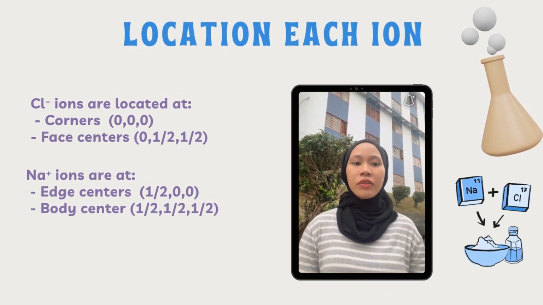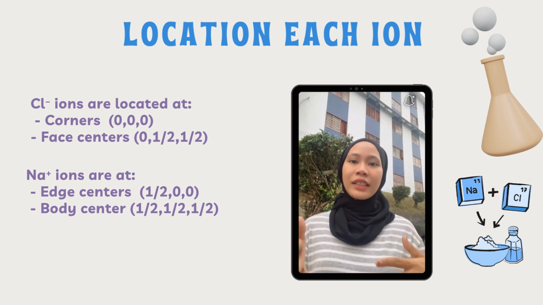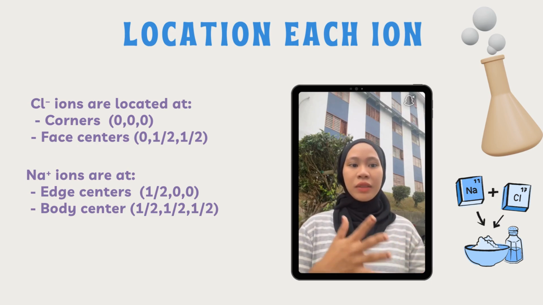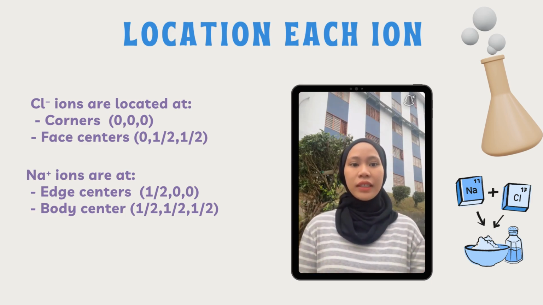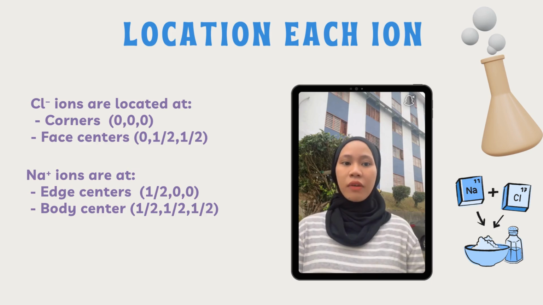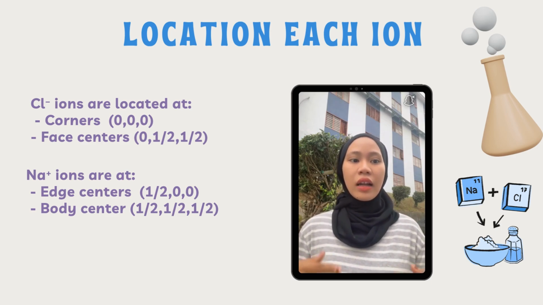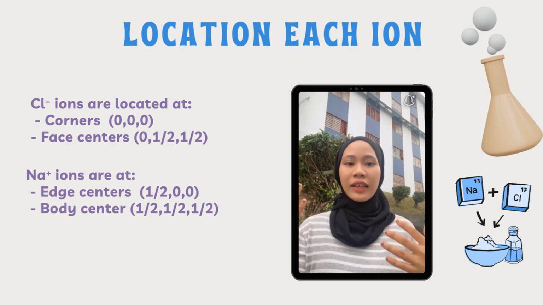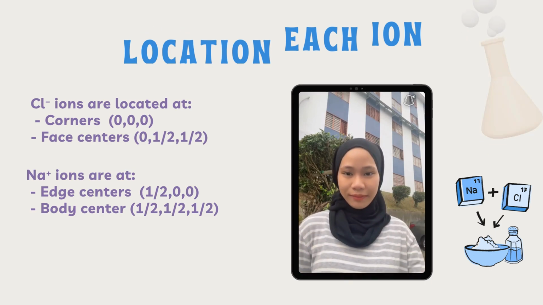So let's move on to the special positions of these ions. The chloride ion is found at the coordinates 0, 0, 0 and 0, 1/2, 1/2, which are at the corner and the face center of the cube, while the sodium ion, on the other hand, occupies positions like 1/2, 0, 0 on the edges, and 1/2, 1/2, 1/2 at the center of the cube. This regular spatial arrangement contributes to the high symmetry of rock salt.